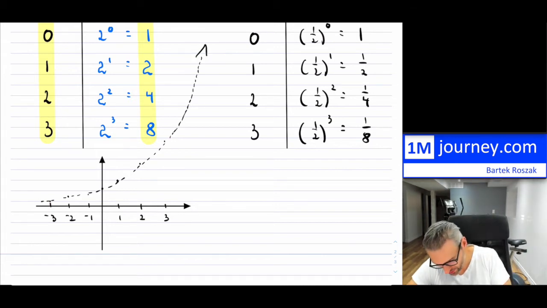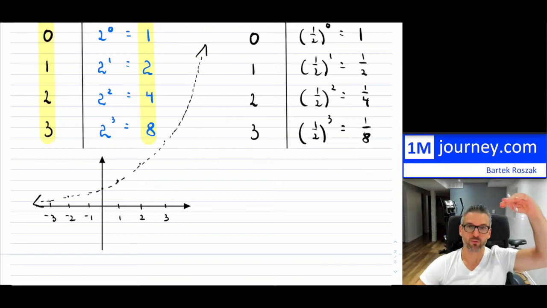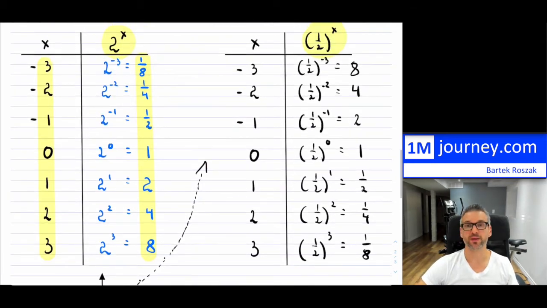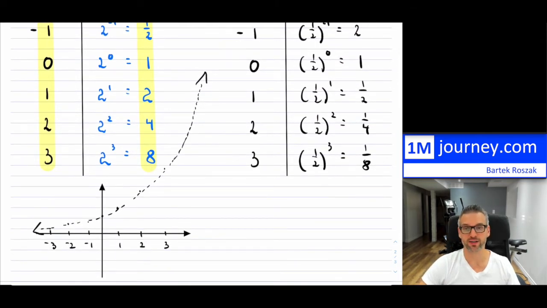And in this direction, it would have been going more and more towards 0, because with negative inputs, if you raise 2 to a negative input and then you just make it bigger and bigger and bigger, it's going to make that number smaller and smaller, but still always positive.